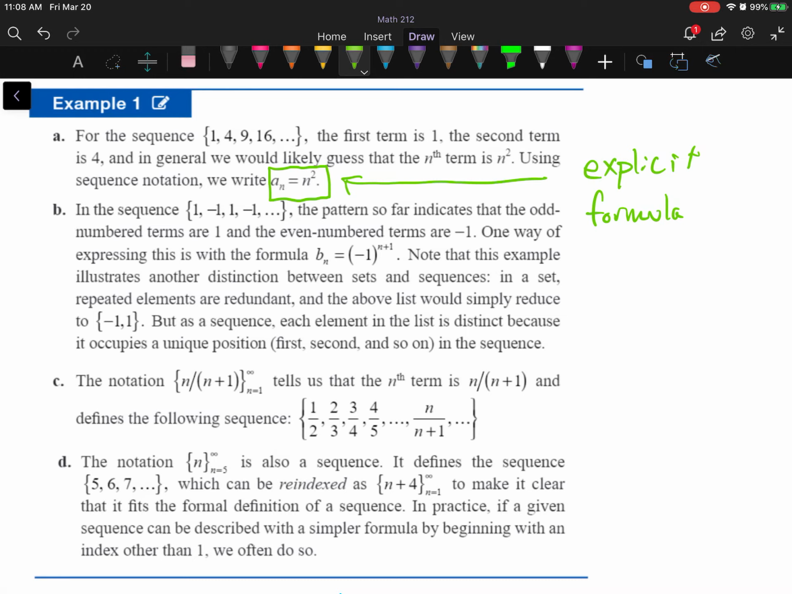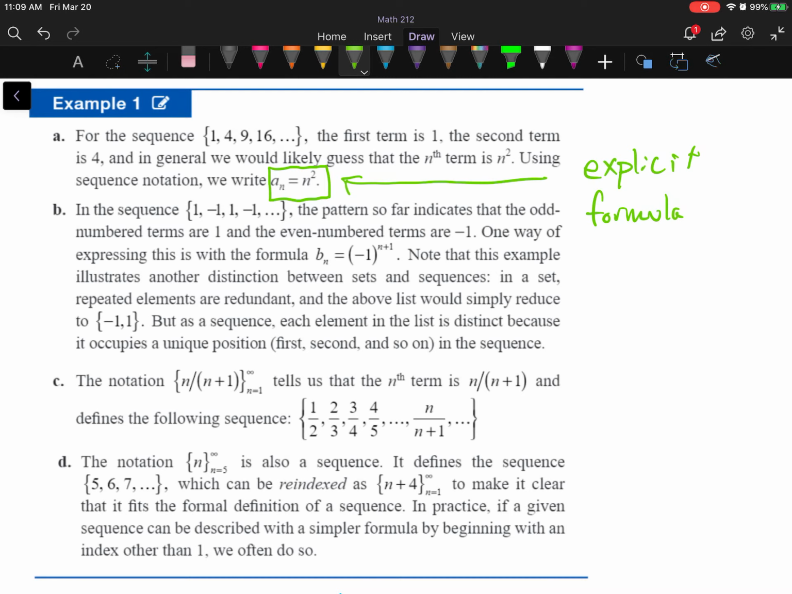Because you're able to substitute in your term number. So say if you're looking for the 10th number in this sequence, you're able to plug in the number 10 in for n. You take 10 squared, and then you get the value for the 10th term in your sequence, which would be 100. So an explicit formula allows you to jump to any n value that you want and immediately get the value of the nth term.